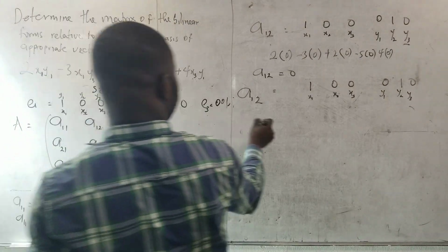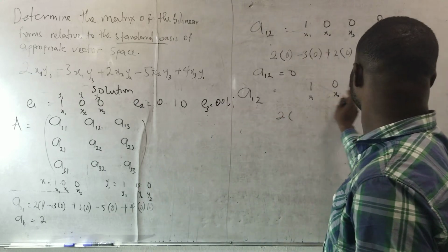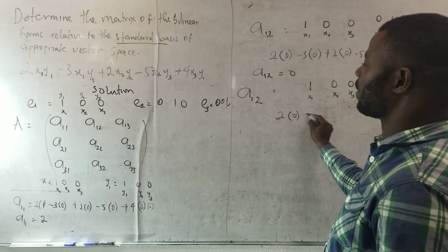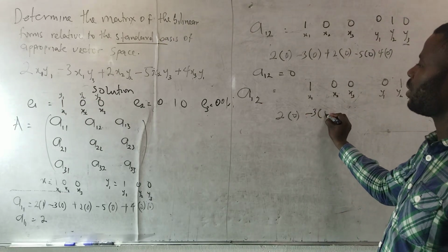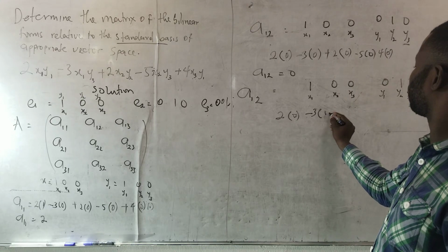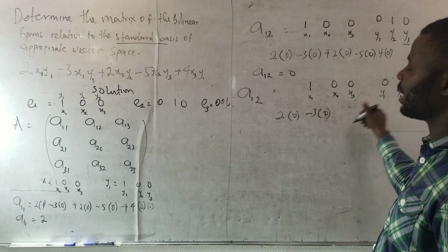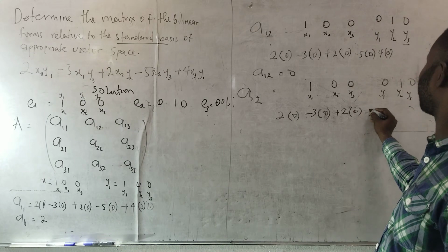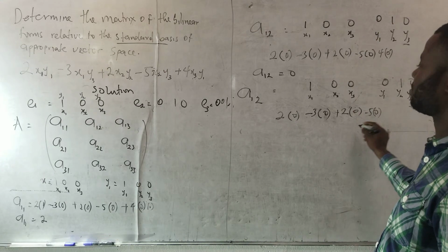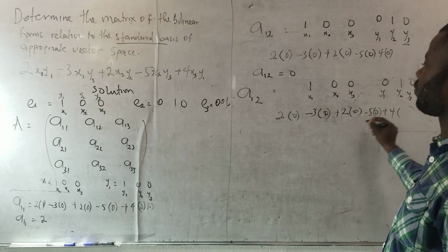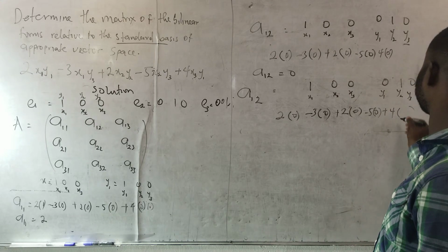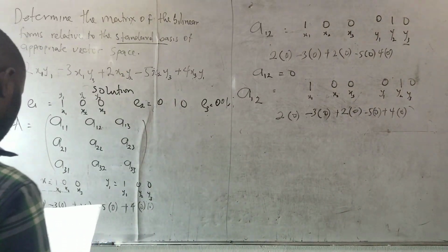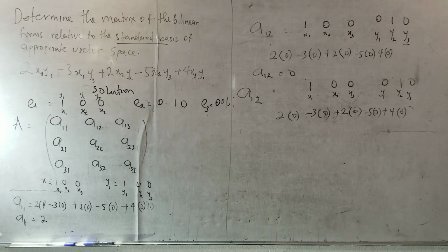Now I think 2 bracket of 1 1, it will be 0 minus 3 bracket of 1, 0, and 3 is 0 here, plus 2 bracket of 2, we have 0 minus 5 bracket of 0 and 4 bracket of s3 is 0. Now it means a2. I hope I'm not making a mistake.